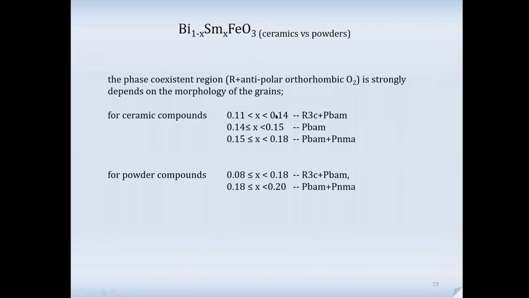And what we found is that for compounds prepared by the sol-gel method, we cannot stabilize, and I guess this is an intrinsic property of the system, this intermediate antipolar orthorhombic phase. And probably this is natural because of the morphology of the crystallites, we always have some phase mixture.